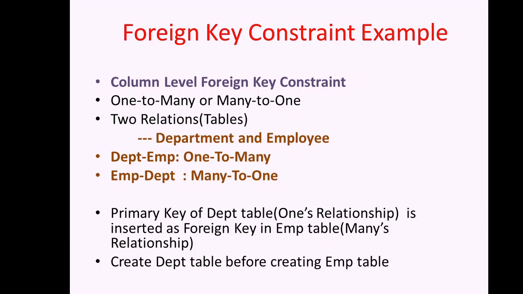Here, while implementing this in Postgres, we will have to create the department table first, because the primary key of the department table is inserted as a foreign key in the employee table. Generally, the table which has the one's side of the relationship has the primary key, and it is inserted as a foreign key in the other table which is related with the many's side. Hence, we will have to create the department table first before creating the employee table.